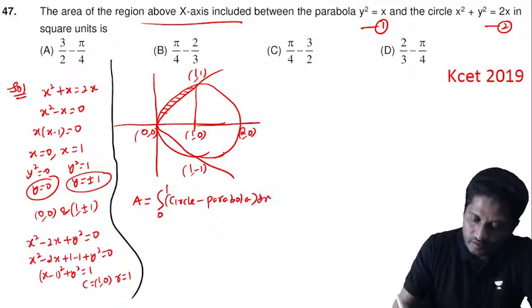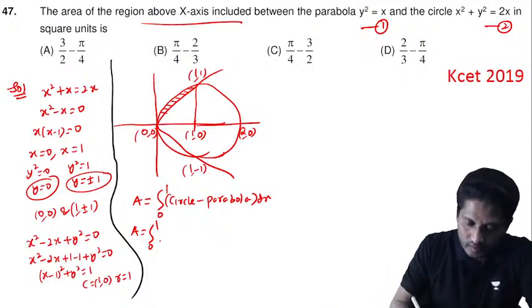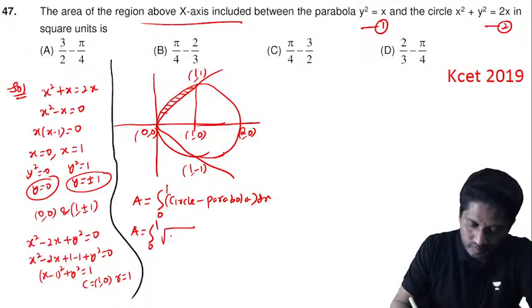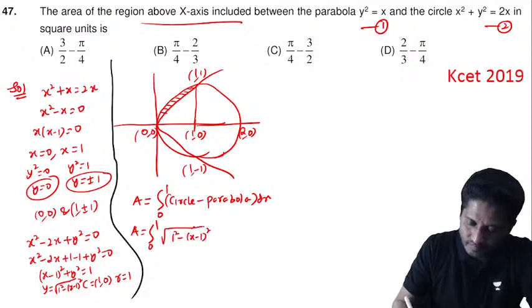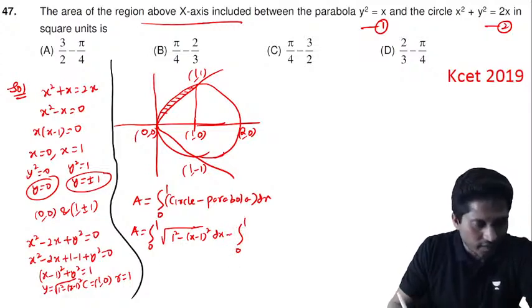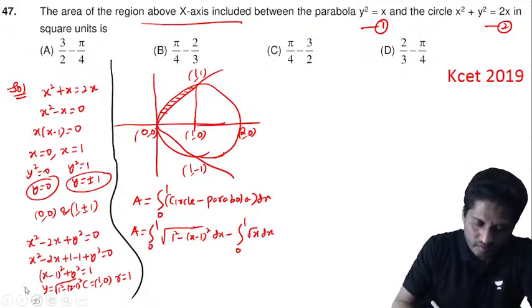Right, now integration of 0 to 1, circle will be equal to y, a function of x, right? Root of, the circle can be written as y is equal to root of 1 square minus (x minus 1) the whole square. Root of 1 square minus (x minus 1) the whole square minus integral 0 to 1, and then you get parabola. Yes, Raghav, parabola can be written as root x dx. Alright, now I'm right, dude.